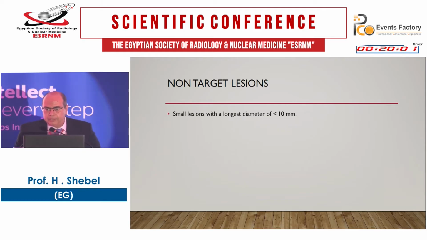So what are the non-target lesions? Simply, non-target lesions are non-measurable lesions because they are less than 10 millimeters. Also, any lesions that couldn't be measured, like ascites, pleural effusion, osteolytic lesion without soft tissue component, peritoneal carcinomatosis. All these we cannot measure, but they should be mentioned in your reports and followed up, presence or absence, but not by size.